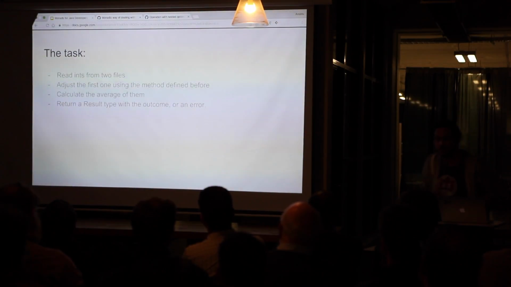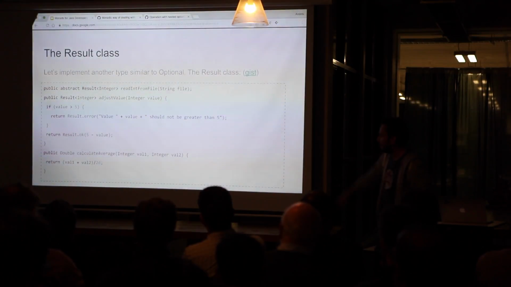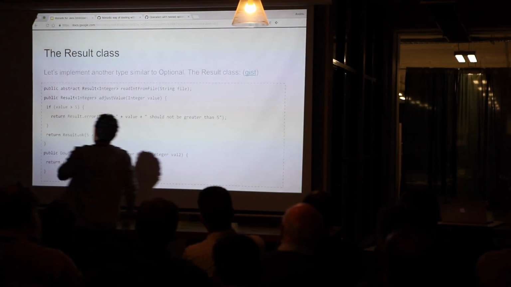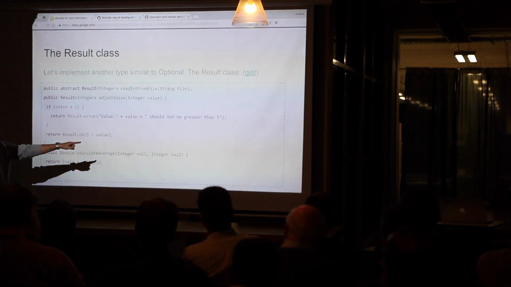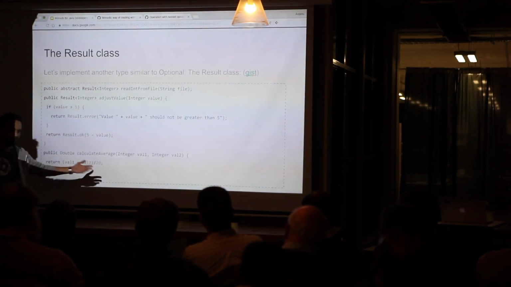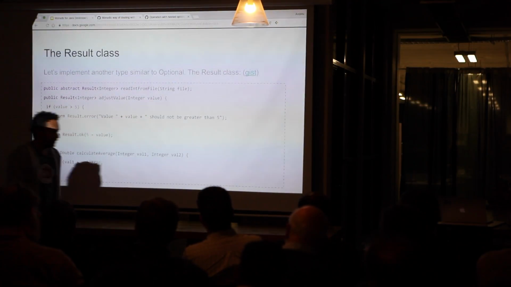Excuse me. Go ahead, please. What was that divide by 2d? Because I'm returning a double, and I'm passing integers, so Java requires me to define that it's double. This is Java.